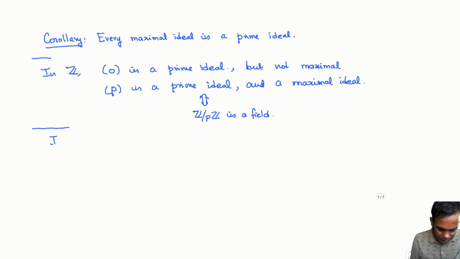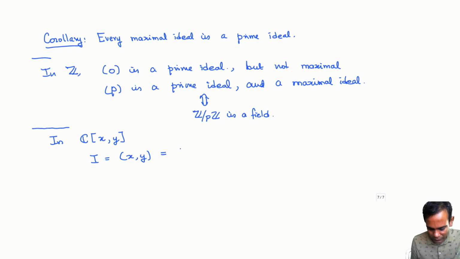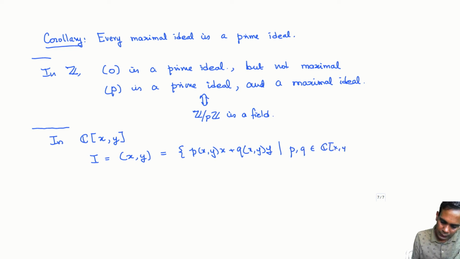But let's look at a polynomial ring in two variables. So let's take, say, the complex numbers, C[x, y]. Here's an example of an ideal. Let I be the ideal generated by x and y. So this is all polynomials of the form p(x,y) times x plus q(x,y) times y, where p and q are themselves polynomials in x and y.